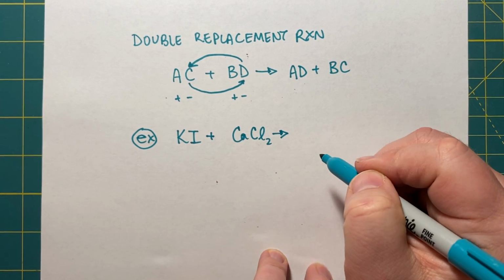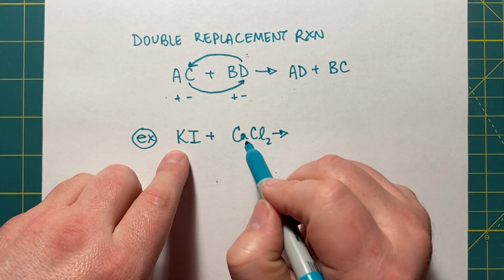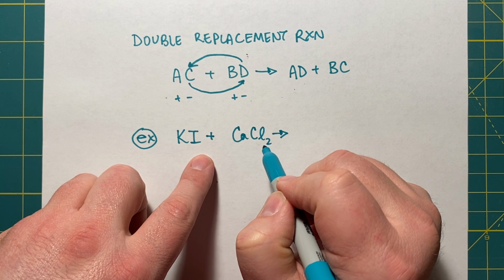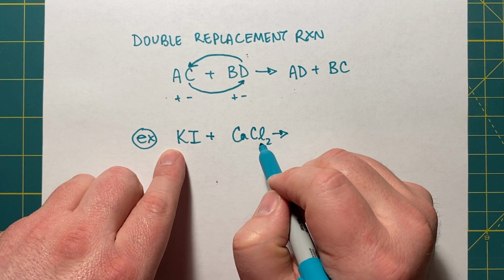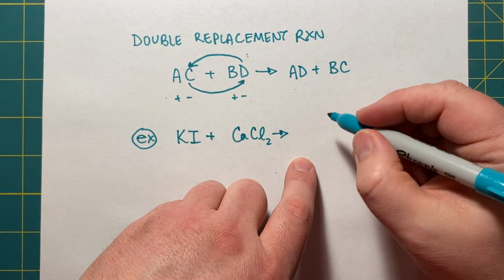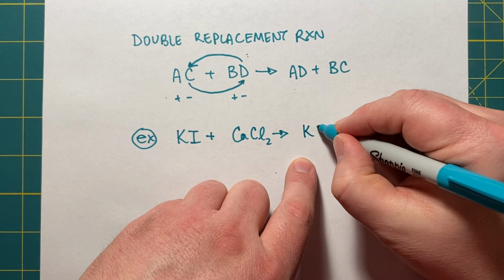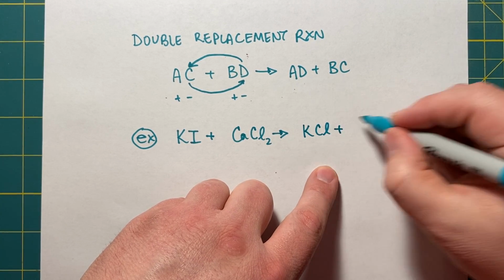Let's figure out what these products would be. I have my cations, potassium and calcium, and they're going to swap anion partners. So the potassium is going to end up with the chloride, and the calcium is going to end up with the iodide. I'm going to write that. So I end up with potassium chloride and calcium iodide.